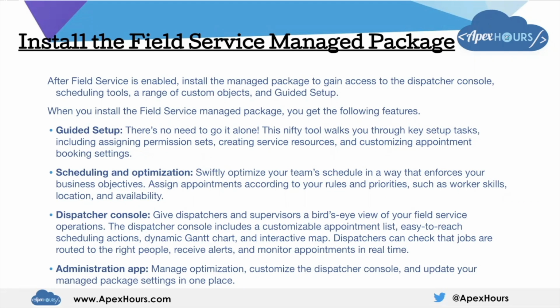The next is dispatcher console. The field service dispatcher console is the main working space for dispatcher. It gives dispatchers and supervisors a bird's eye view of all the operations that are happening in the package. It features a dynamic map and is highly customizable. It also has the Gantt chart showing upcoming appointments, active team members, and literally everything. The next is administration app. It basically manages optimizations, customizes the dispatcher console, and updates your managed package settings in one place.